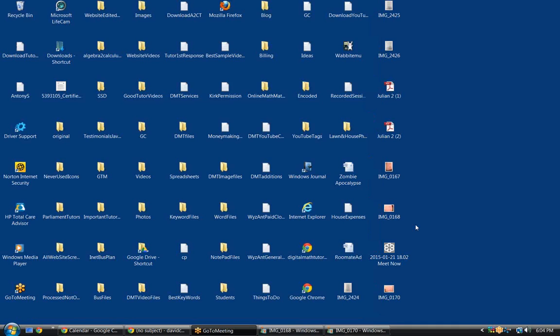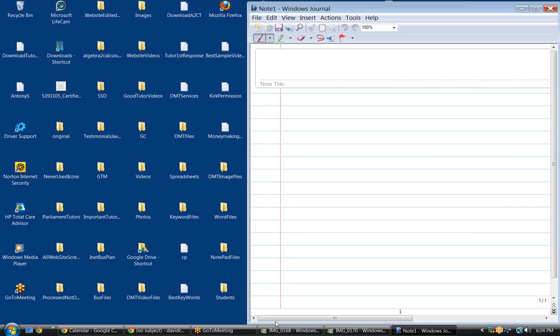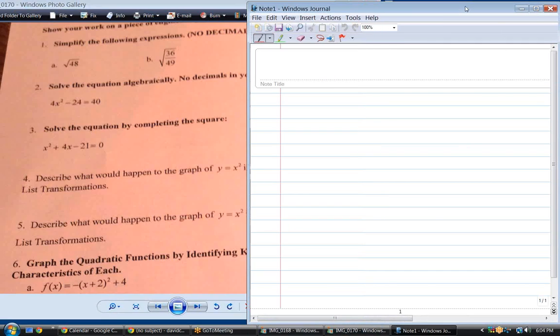So hold on a moment. Let me open up my Windows Journal. Okay, so we're working with radicals. Let's start with the square root of 48. How can I simplify that? What goes into 48 twice?